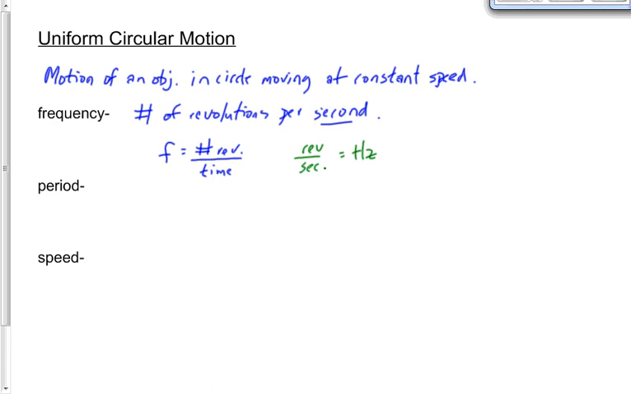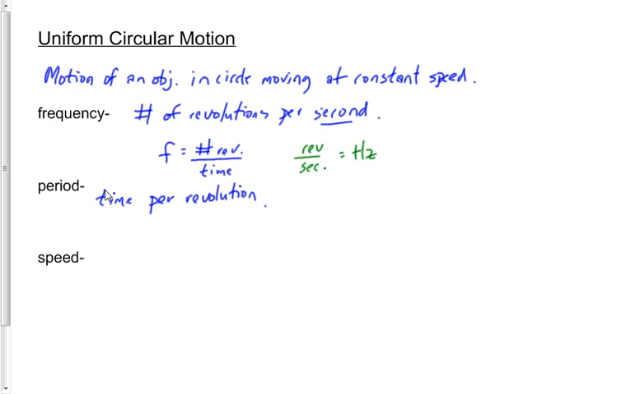Period. Period's similar to frequency, but it doesn't mean exactly the same thing. In fact, it's the inverse of frequency, but it's clearly related to it. If frequency is the number of revolutions per second, then period is the time per revolution. Instead of how many revolutions are taking place in a certain amount of time, it's how long it takes for a revolution. The time per revolution.